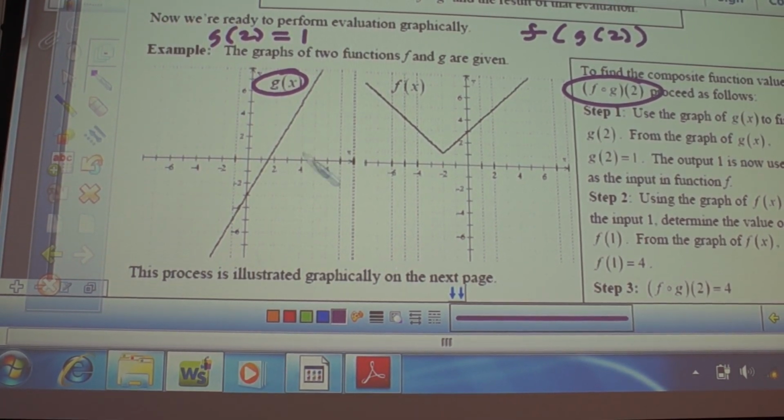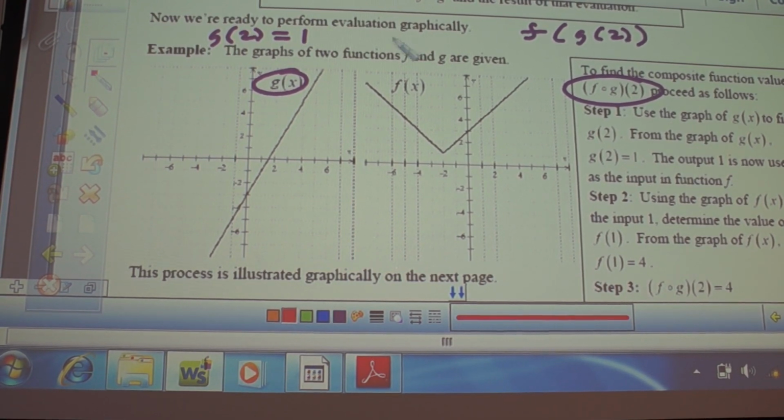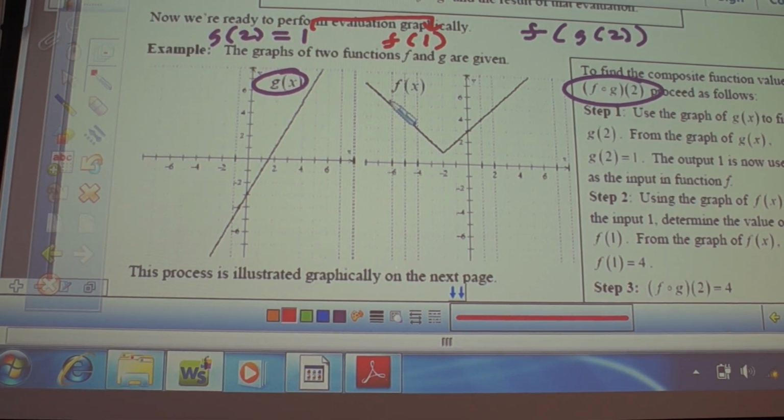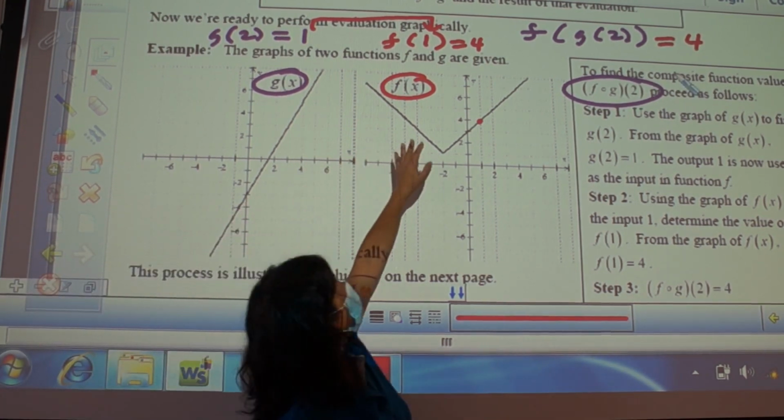Now I need to find f of g of 2, which really means f of 1. Whatever I get there, I'm going to throw into f. Does that kind of make sense? So 1 becomes my input to f. So what's f of 1, folks? 4. Yep, so I go along here until I get 1, go up, and it's right there. Oh, you go to the next graph. Yeah, because I go to f. Oh, I get it, okay. So f of g of 2 is 4. Right? Okay.